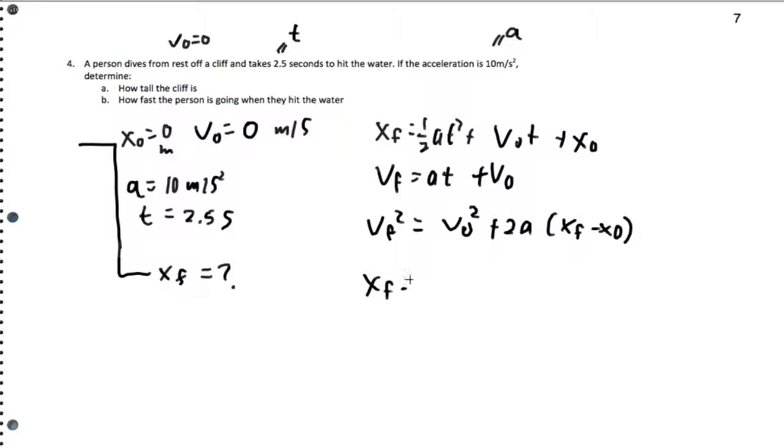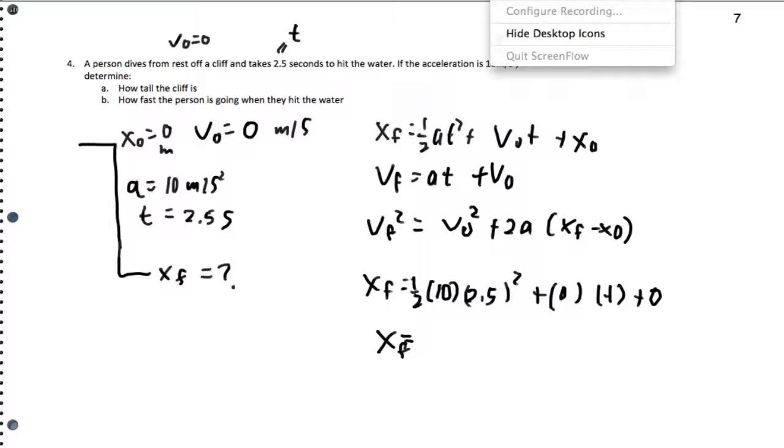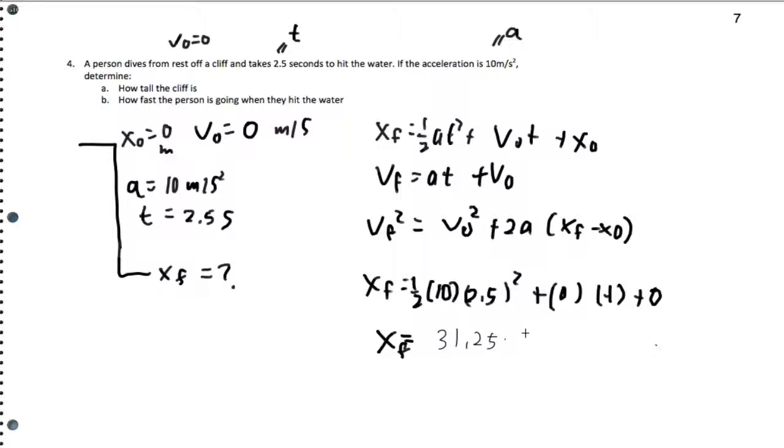So I know x final is going to be 1/2 times 10 times 2.5 squared plus 0 times t plus 0. And then I'm going to actually go ahead and calculate that out. And when I get that, x final is going to end up being 31.25 meters.